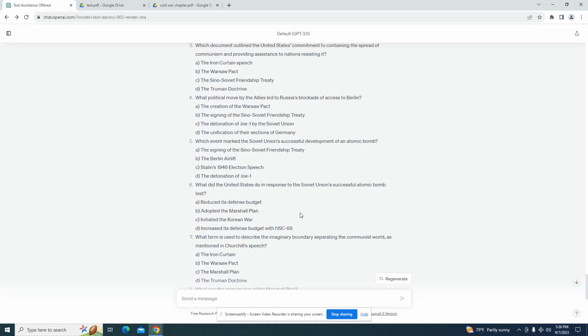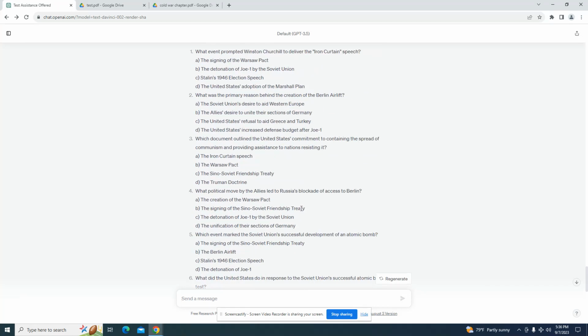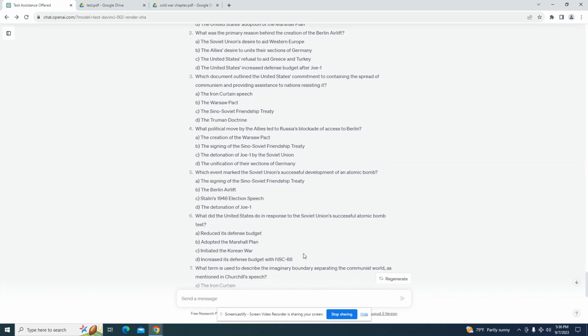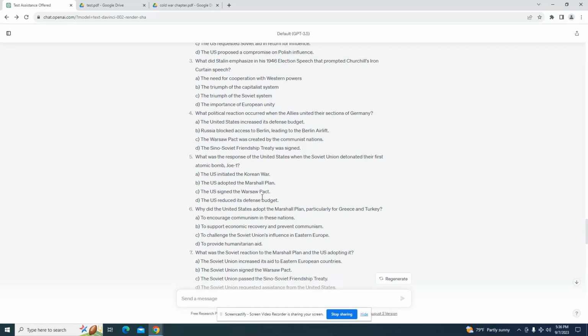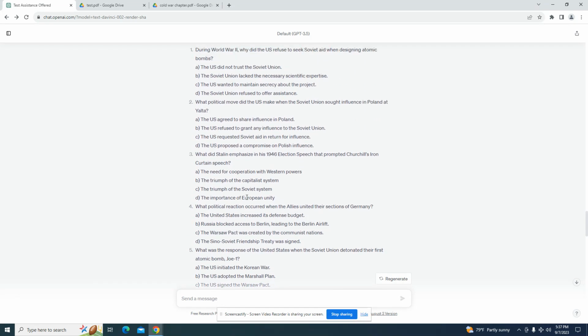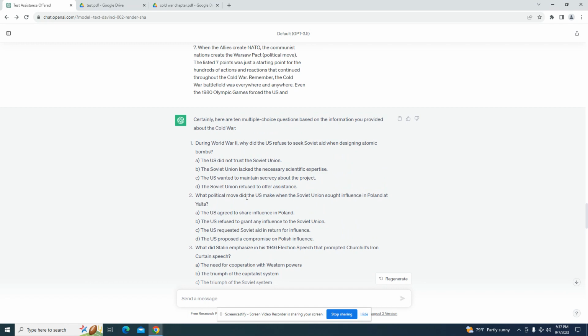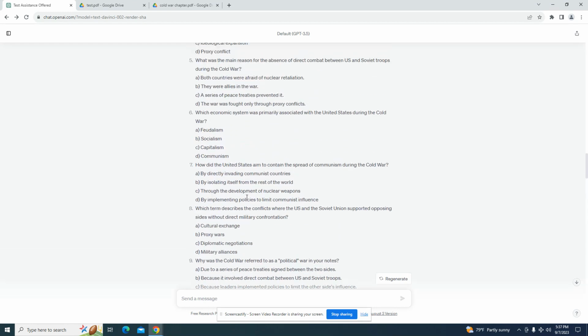This looks better. I could already tell because as I'm skimming through, it really doesn't veer off too much. I mean, the Sino-Soviet Friendship Treaty right there. But as I look at some of these other responses, it's definitely using some language, I guess, showing off its understanding of the topic. Proxy wars, diplomatic negotiations.